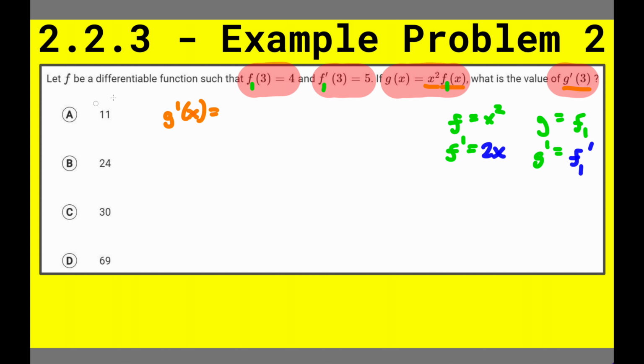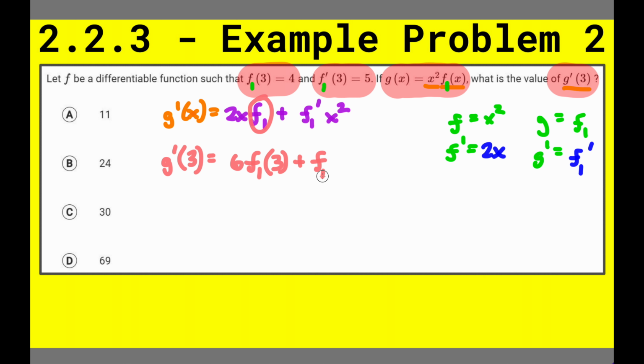Okay, so then let's write this in now. So we have f prime g, so it's 2x times f sub 1, plus g prime, which is f sub 1's derivative, times x squared. Okay, next thing we need to do is just plug in 3. So we have our derivative. Now we just need to plug in 3 for all the x's. So that's going to be 6 times f sub 1 of 3, since there's an x in there and it's going to be 3, plus f sub 1 derivative at 3 times 3 squared, which is 9.